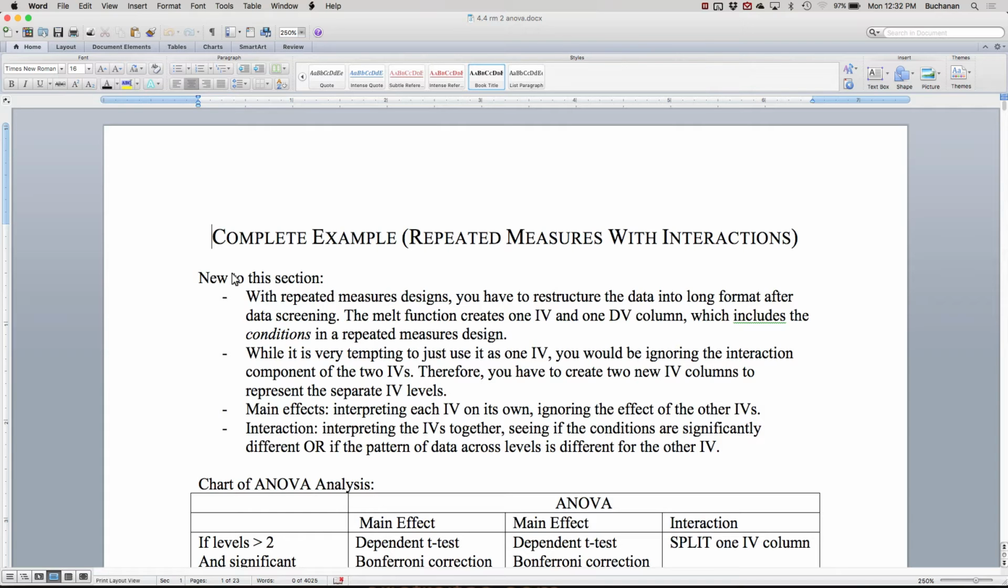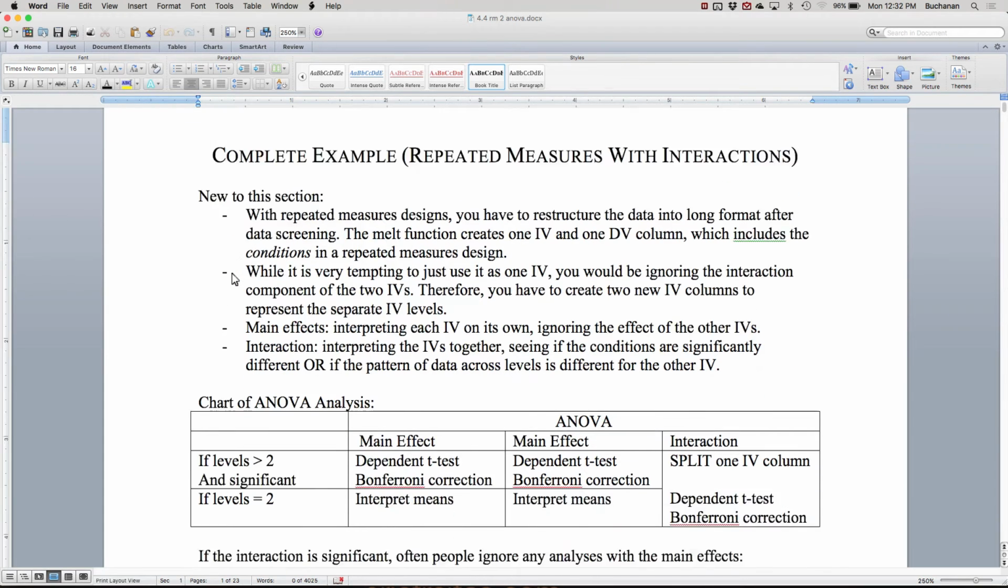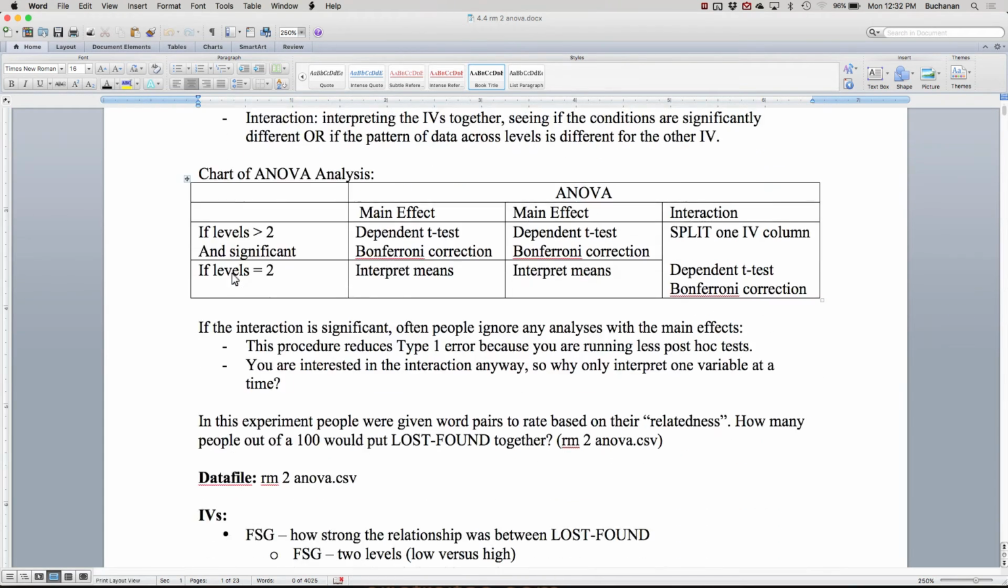Now, since I'm going to get more than one F-test, because I have two variables, I kind of made a chart, because I love charts, of what you would do specifically for double repeated measures. Bless you.